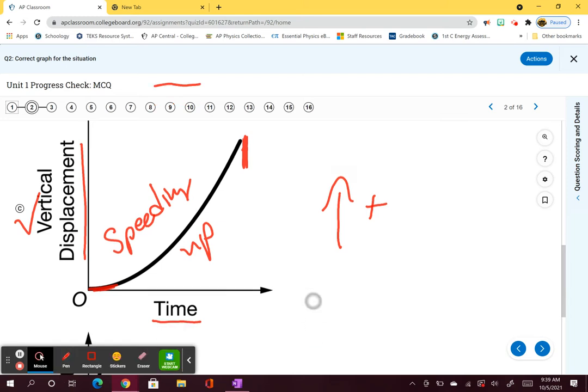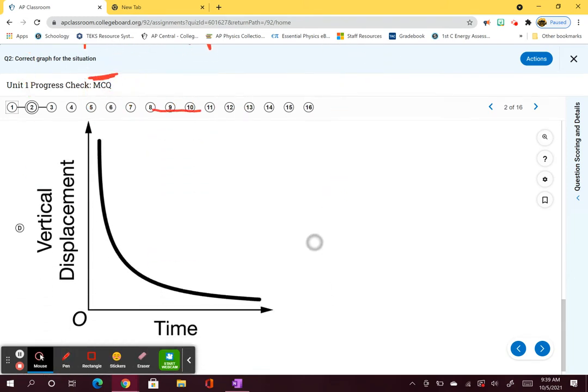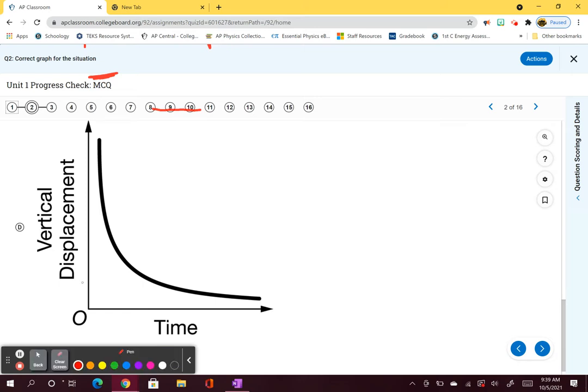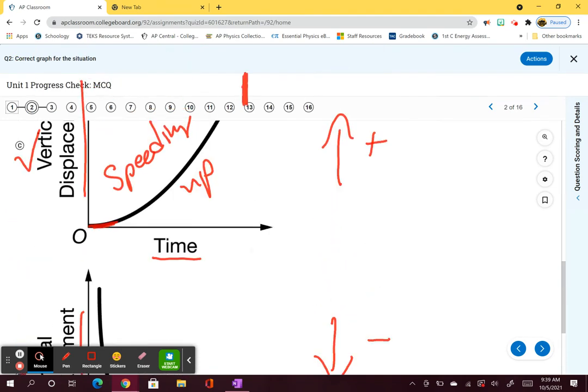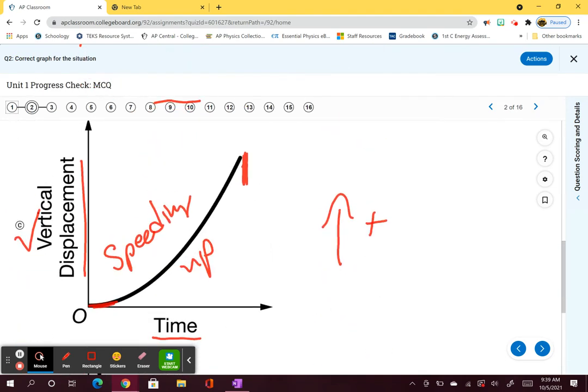Let's check the last one just to make sure. This is a displacement versus time. We're good, but it's going down the graph. So that means it's a negative direction. So we were right. Yay! C is our answer. Next question.